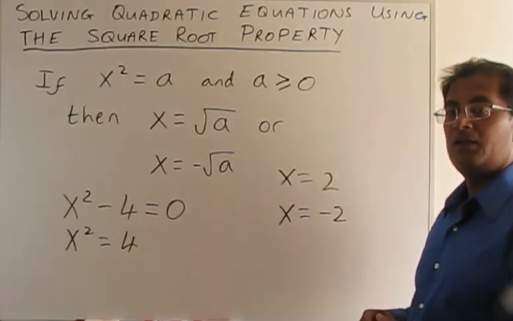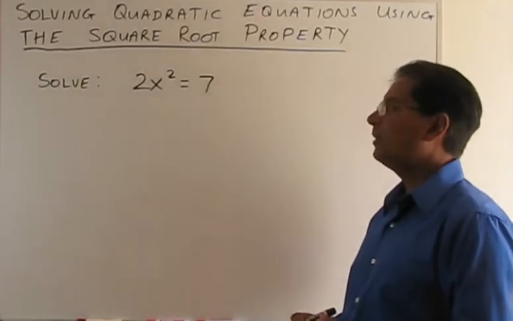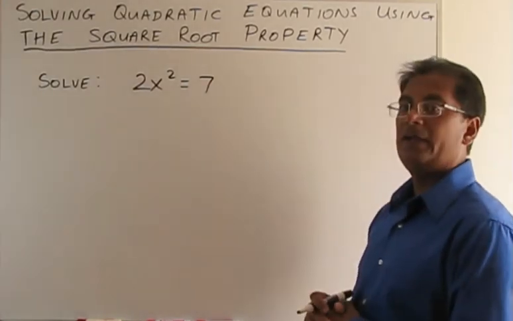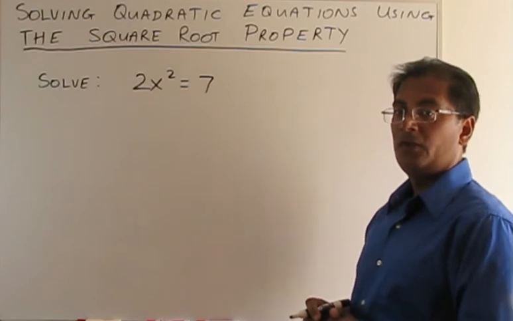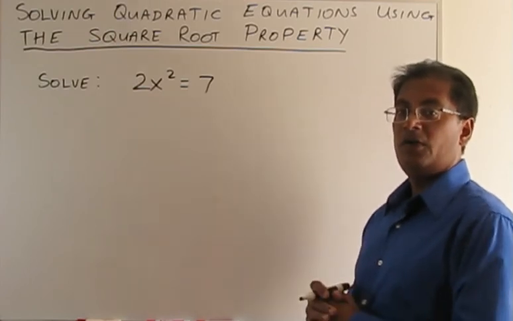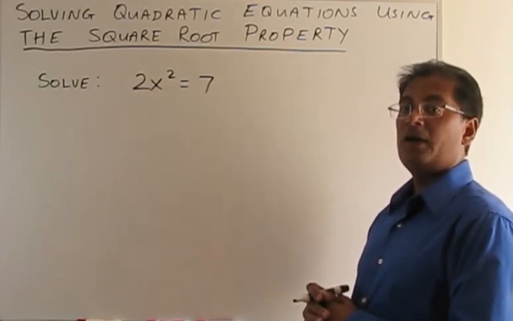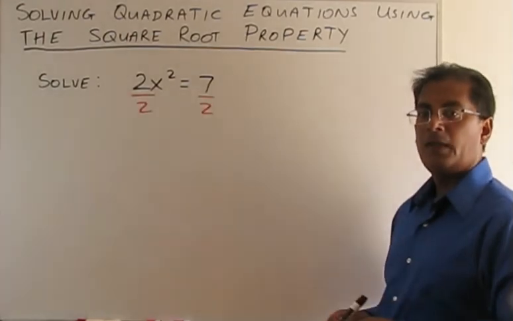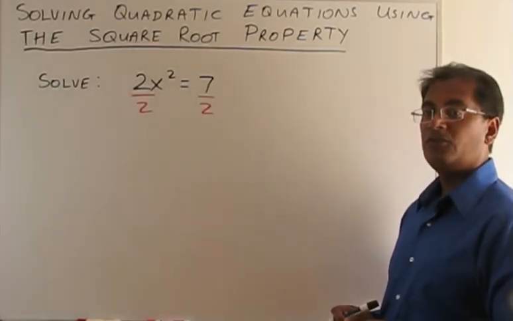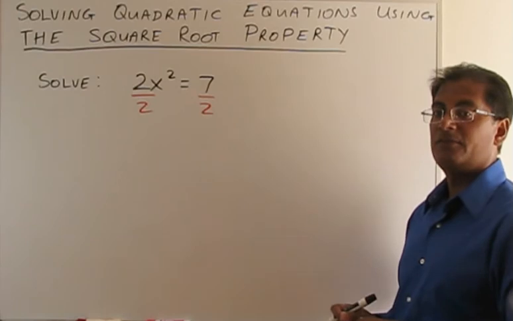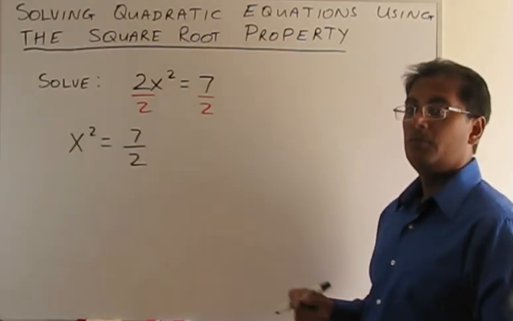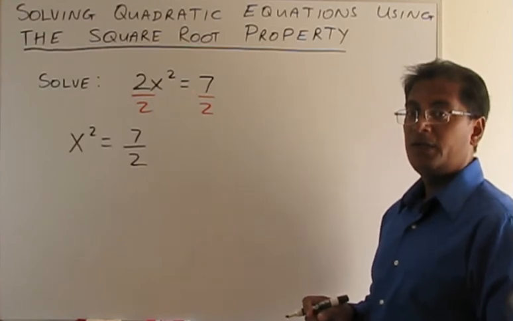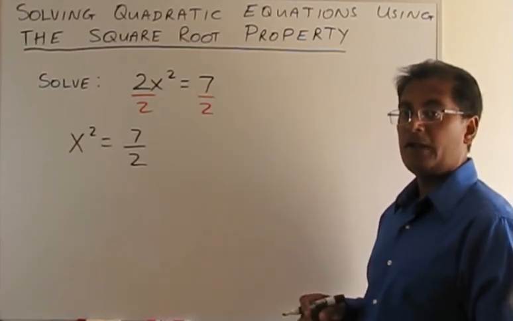Let's take another example. In this case, we want to solve 2x squared equal to 7, and we're going to use the square root property. So we want x squared by itself. So the first thing you want to do is divide both sides by 2. And so we end up with x squared equals 7 halves. And the square root property tells us that we need to square root both sides, and we get the positive root and the negative root on the right side.